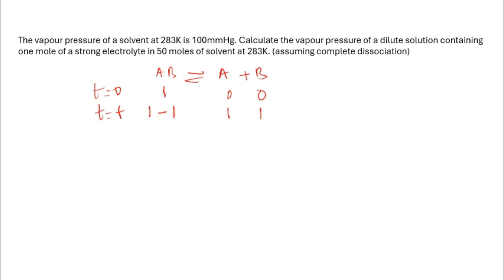And as I gave you the formula for i in the previous slide, i equals 1 plus (n minus 1) alpha. Here n, the number of product particles, is 2, so 2 minus 1, and alpha is 100%, so let it keep as 1.